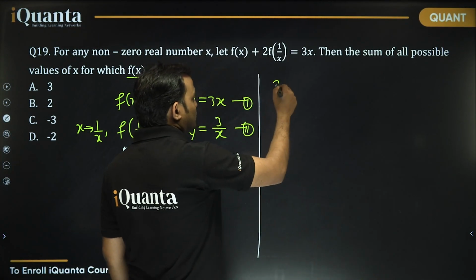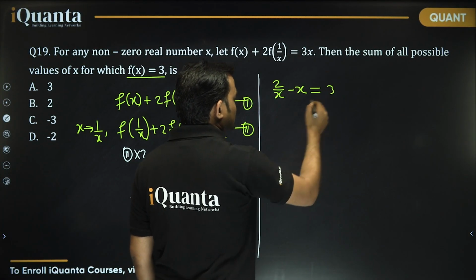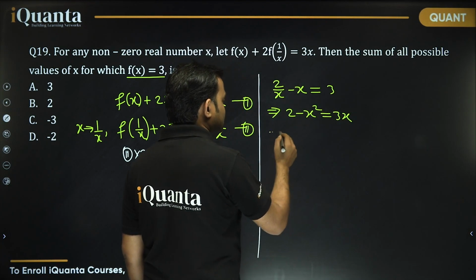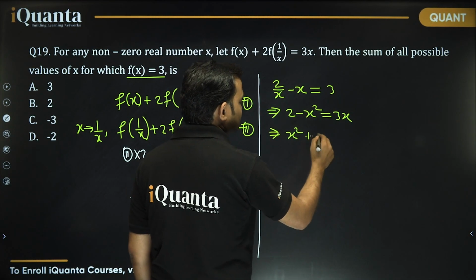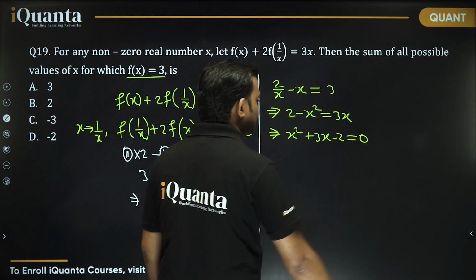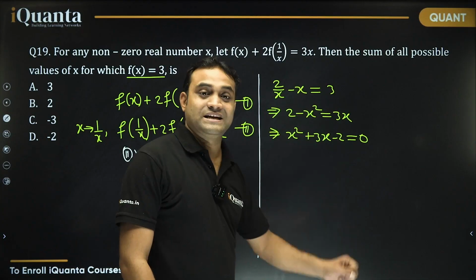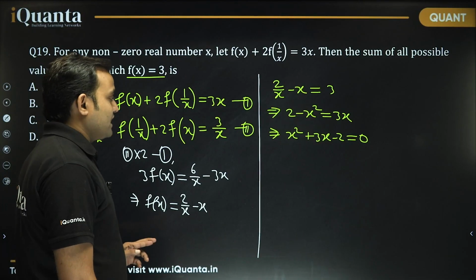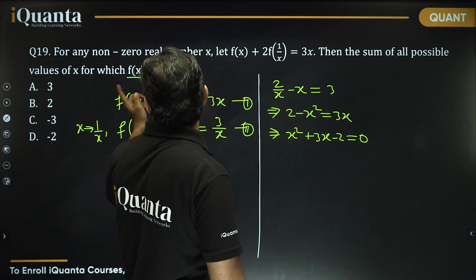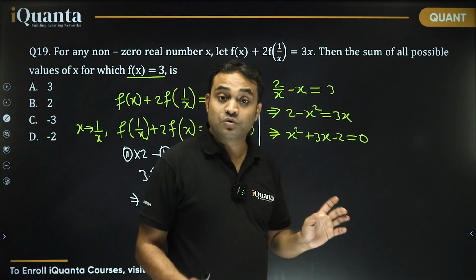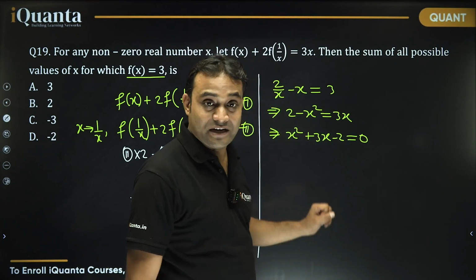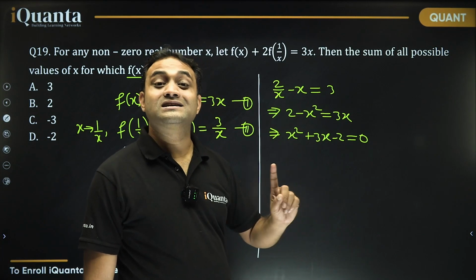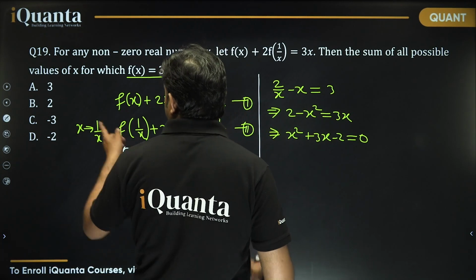Now the question says, for what values of x is f(x) equal to 3. So 2/x minus x is equal to 3, or we can say that 2 minus x square is equal to 3x, or x square plus 3x minus 2 is equal to 0. Now in this situation, it says the sum of all the values of x, so we don't need to find the values of x. Although if you try to find them, you will get the answer, but it won't be rational, and it won't be easy to calculate. But we need to find only the sum of the values of x.